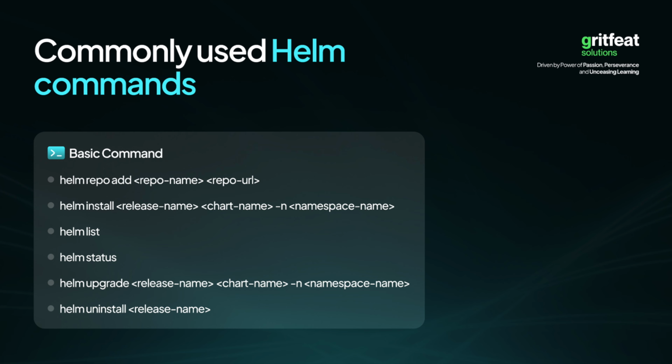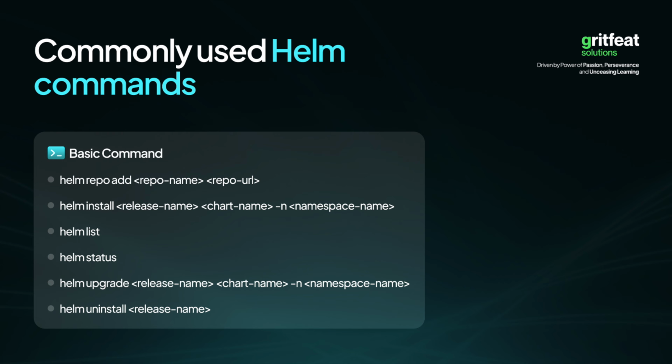You provide a unique release name for your deployment, specify the chart name you want to install, and optionally use the namespace where it should be deployed. To see what you have deployed, you can use the helm list command. This command lists all the releases deployed in your cluster, giving you an overview of your Helm managed applications.